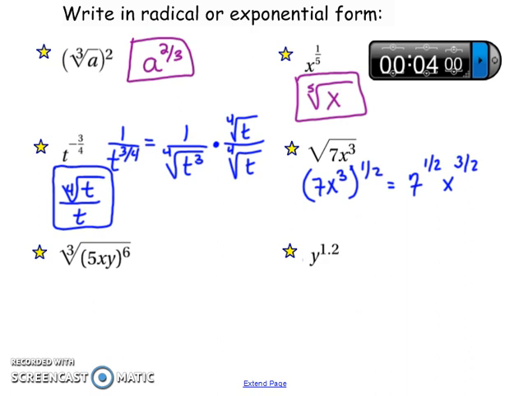Okay, and then in the next example, since the 5xy is all getting raised to the 6th, we can write this as 5xy to the 6/3. So 6/3 is just going to be 2. So we have 5xy squared. And then we can actually square each piece. So 25 x squared, y squared.